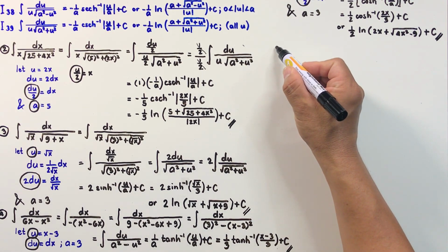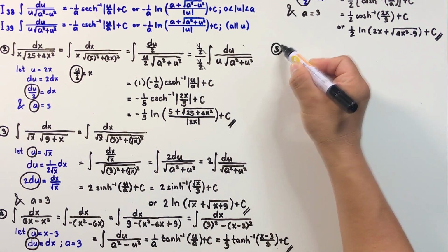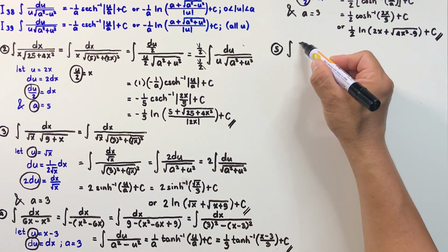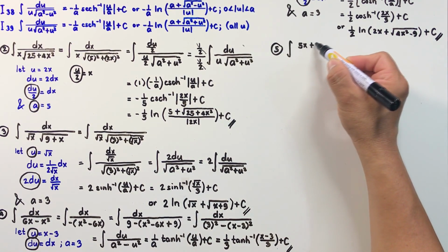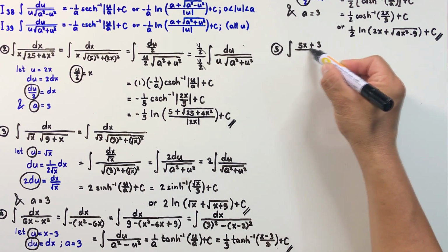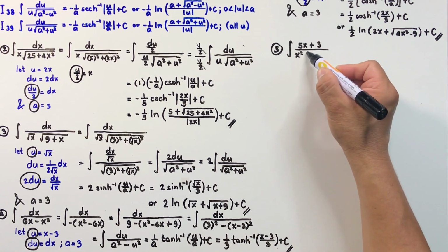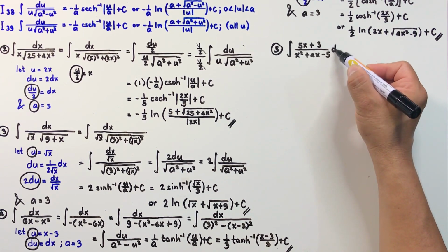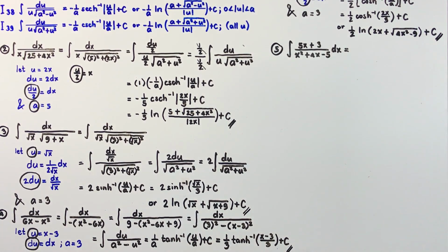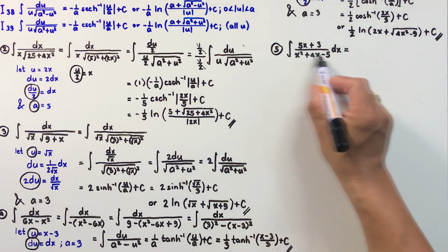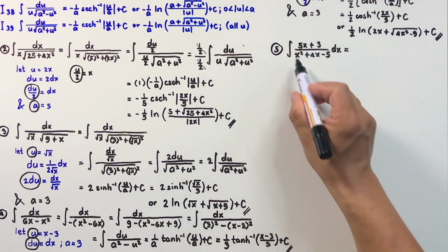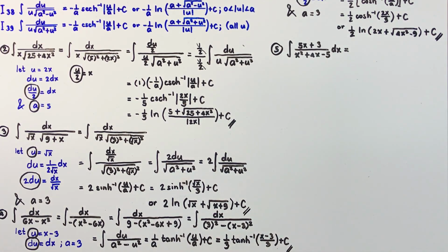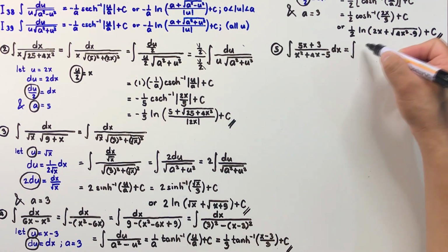Now, let's proceed to our fifth example here, which is the integral of 5x plus 3 divided by x squared plus 4x minus 5 dx here. So how do you integrate this integrand here? Now, at this point, our suspicion is to make a square in the denominator, but we know that this trinomial here is not a perfect square. So we form a square by grouping the terms.